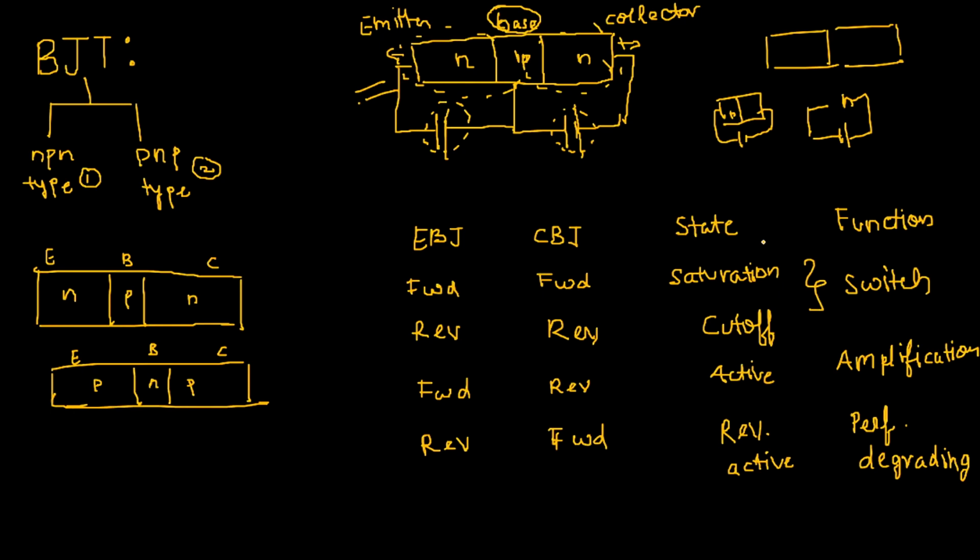The second type of biasing that can be done is where both your emitter base and collector base junctions are reverse biased. So when there is a reverse bias, there is minimal and almost negligible flow of current, and this state is called your cutoff state, where it behaves like an open switch. So the function of these two states is to act like a switch. In the saturation state, your transistor behaves like a closed switch. And in the cutoff state, it behaves like an open switch. That is, there is no flow of current.